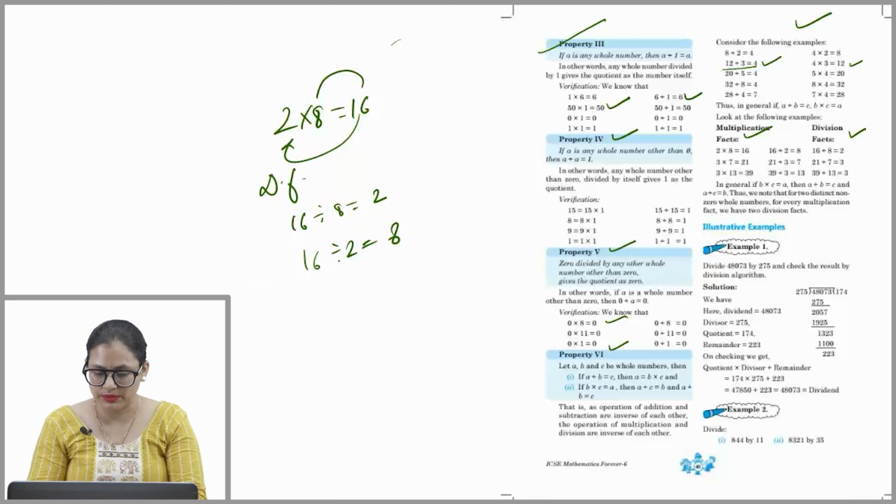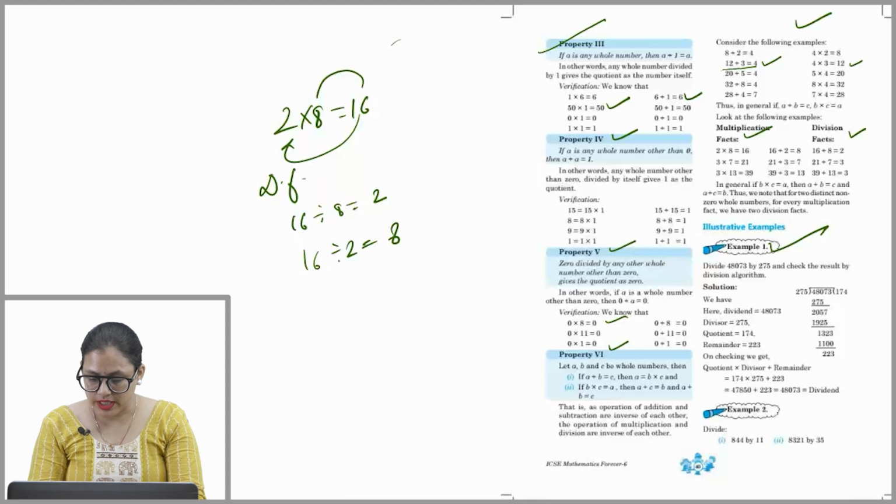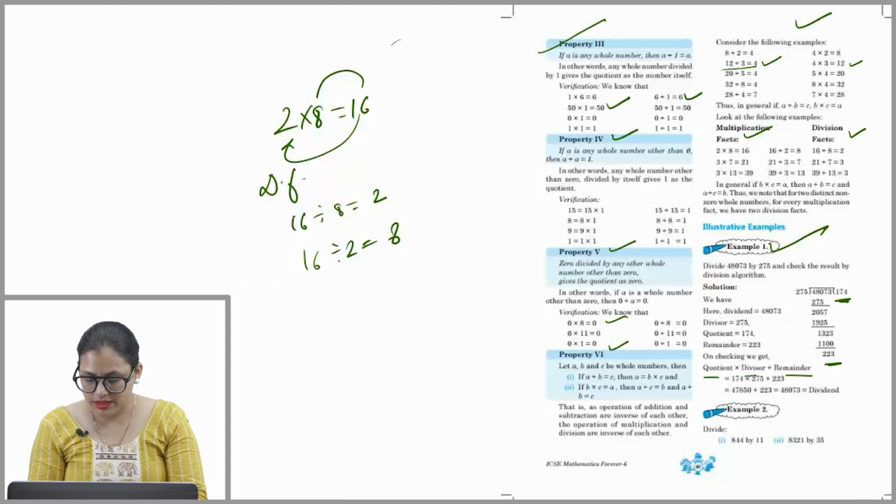Okay. Example 1. Divide 48,073 by 275 and check the result by the division algorithm. Okay. So here when you divide, you will get 174 as quotient and 223 as remainder, and then you have to check the answer. So for checking the answer, what will you do? We will multiply quotient and divisor, then we will add the remainder. Okay. And the answer gives the dividend. That means our answer is correct. Okay.